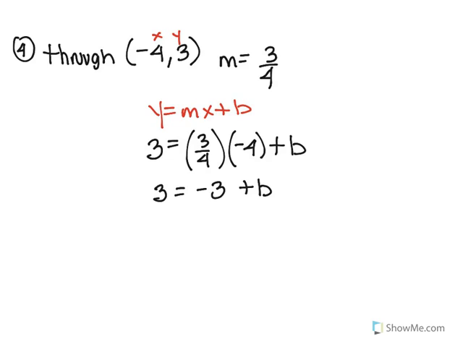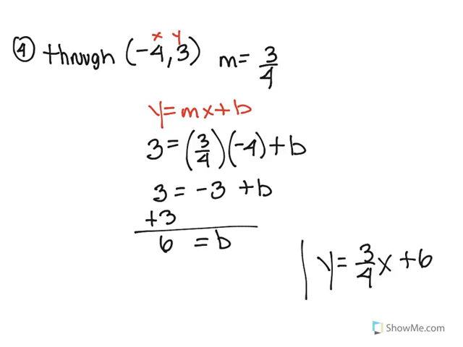Plus b, and then what you going to do to -3? Add it. So our y-intercept is 6. What's that equation? Very good. Y equals 3/4x plus 6. Do y'all see that? Still okay?